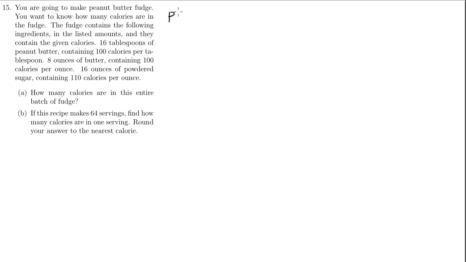Okay, so peanut butter is 16 tablespoons times 100 calories per 1 tablespoon. 8 ounces of butter containing 100 calories per ounce. 8 ounces times 100 calories per 1 ounce. See, I'm writing it with the division because I have a feeling that there's going to be something tricky happening here.